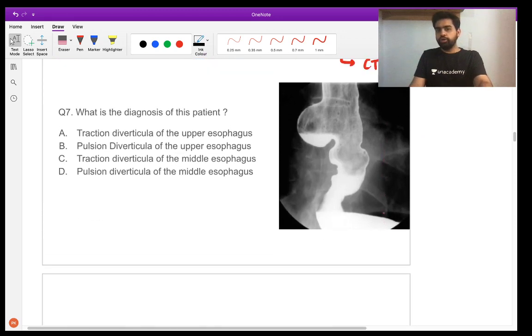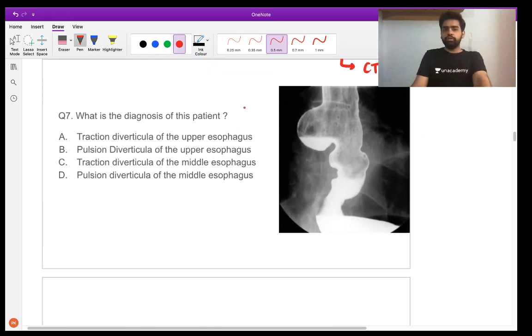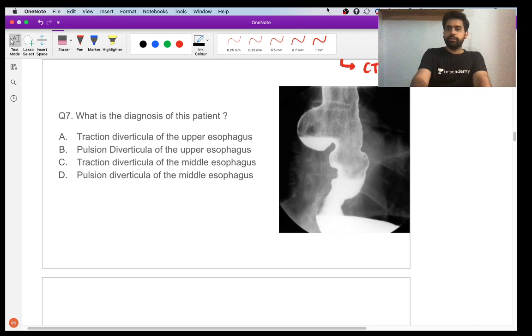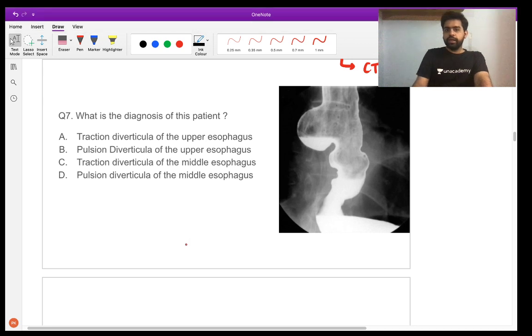Okay. Now let us move on to the next image for today. What is the diagnosis which has been shown in this particular patient? Is it a traction diverticula of the upper esophagus, pulsion diverticula of the upper esophagus, traction diverticula of the middle esophagus, or a pulsion diverticula of the middle esophagus? Okay, so what is the answer? A bit tricky or maybe a dicey question. Is it A, B, C or D? Manali, Shrikar, Danish, Jyoti, what is the answer?